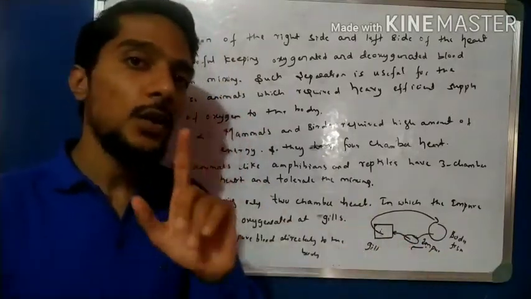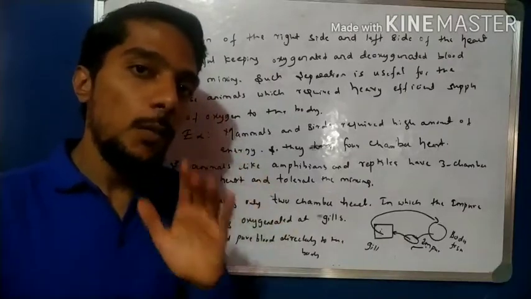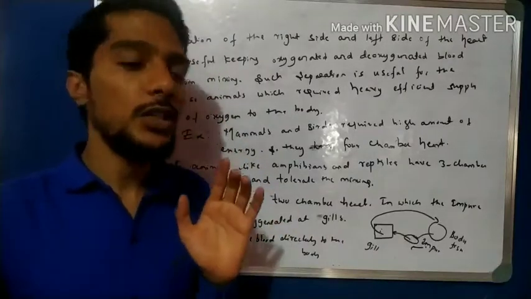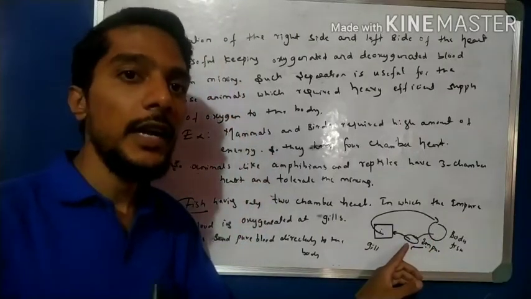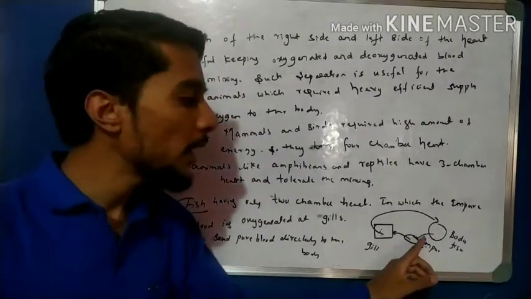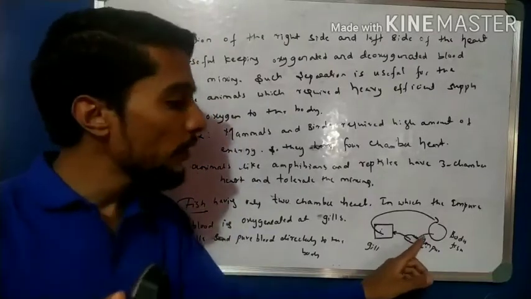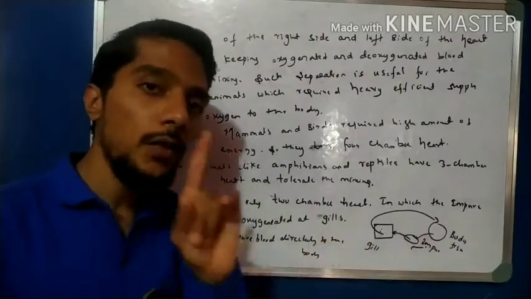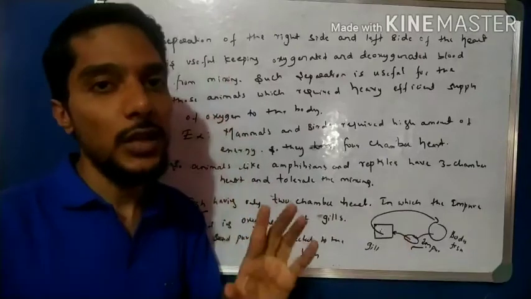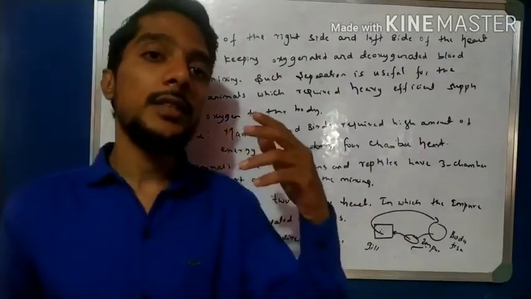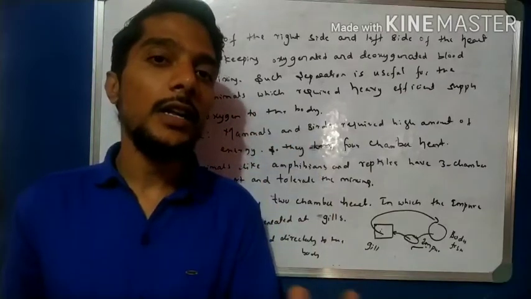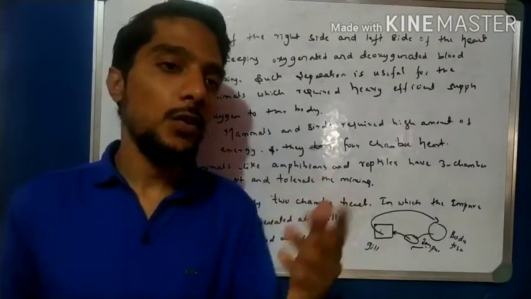So that is called single circulation, right? The circulation of blood is said to be single circulation if the blood enters the heart only once in each cycle. But in human beings, what happens? The blood enters the heart twice in one cycle. It is double circulation. Okay.